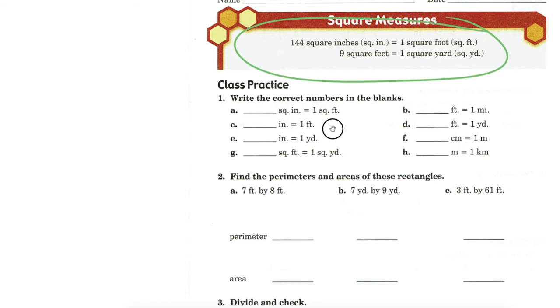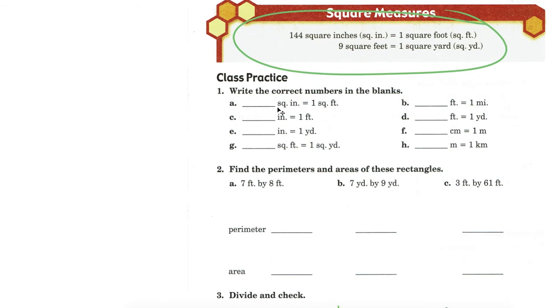Okay. So write the correct numbers in the blank. Blank square inches equals 1 square foot. So you've got to look up here to get the answer for that. Okay, that should be pretty easy. How many inches equals 1 foot? Obviously it's 12. Right, how many feet equals 1 mile? If you guys aren't sure, go back to your measurements in the back of your book. You will see it on page 345. Page 345 has a bunch of measurements that you can look at to help you fill in number 1 here.